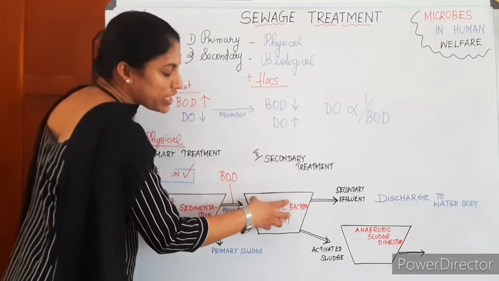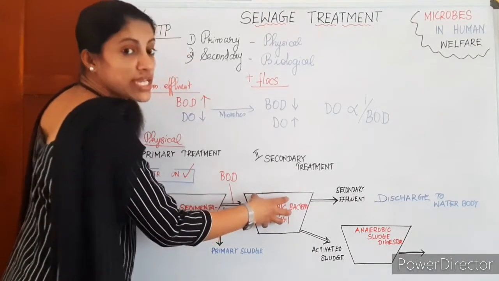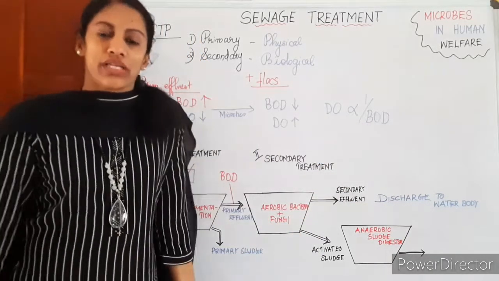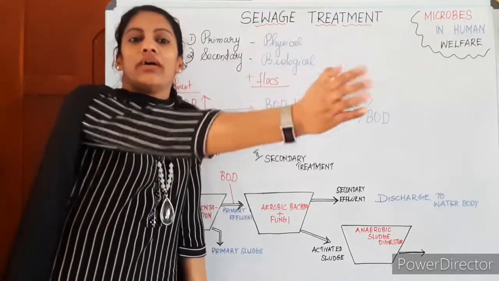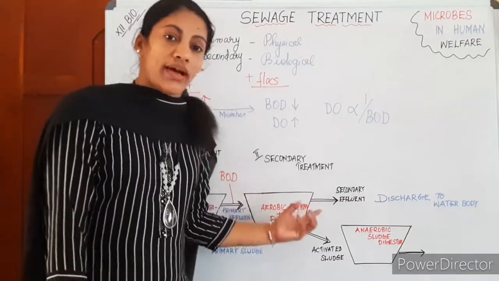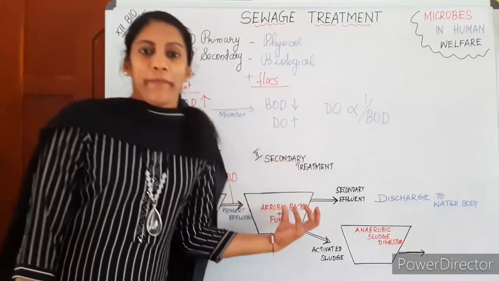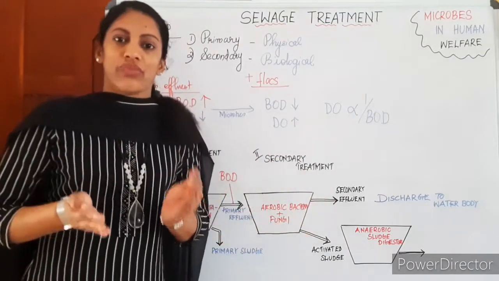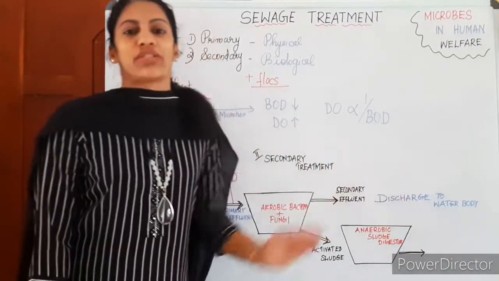When the BOD is reduced, this water can be released to rivers or nearby water bodies. Now the water is not much polluted. It is safe to drain to a river or water body. That is called secondary effluent. After the treatment in the secondary treatment plant, when the BOD is significantly reduced, the secondary effluent, the processed water, can be released to nearby water bodies.